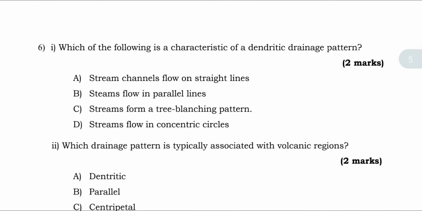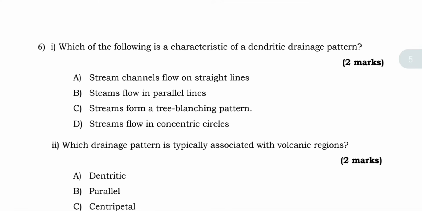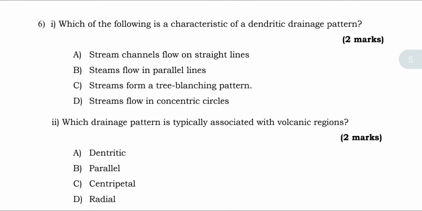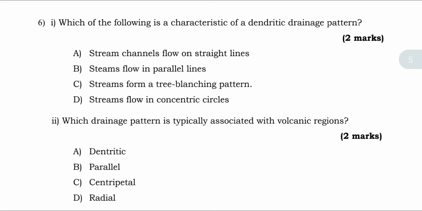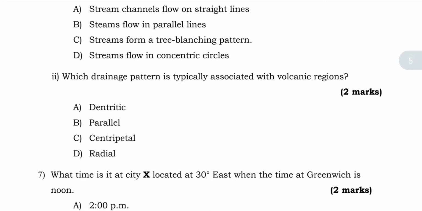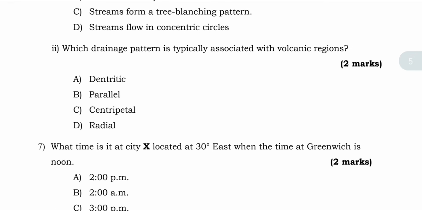Question 6. Which of the following is a characteristic of the dendritic drainage pattern? We have 4 options right here. You have to read carefully and choose the best answer. Which drainage pattern is typically associated with volcanic regions? It reads: dendritic, parallel, centripetal, and radial.